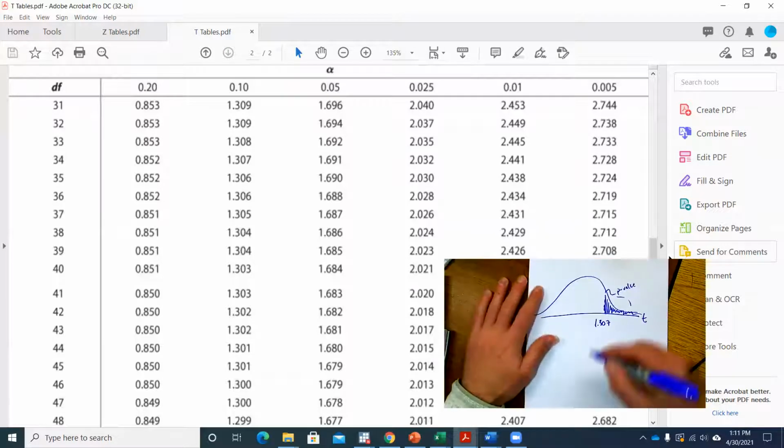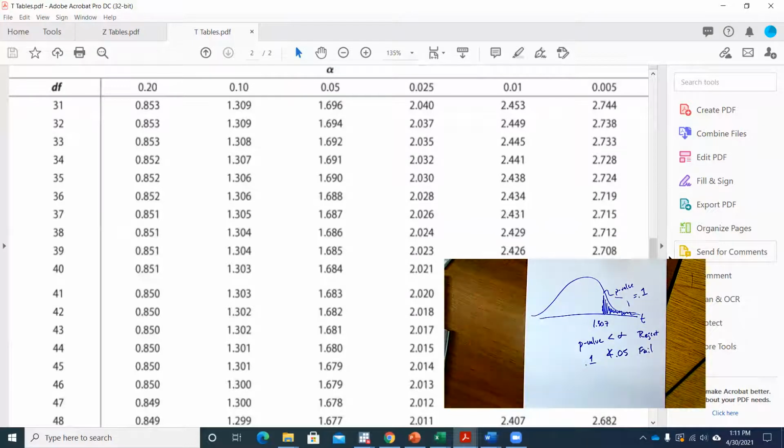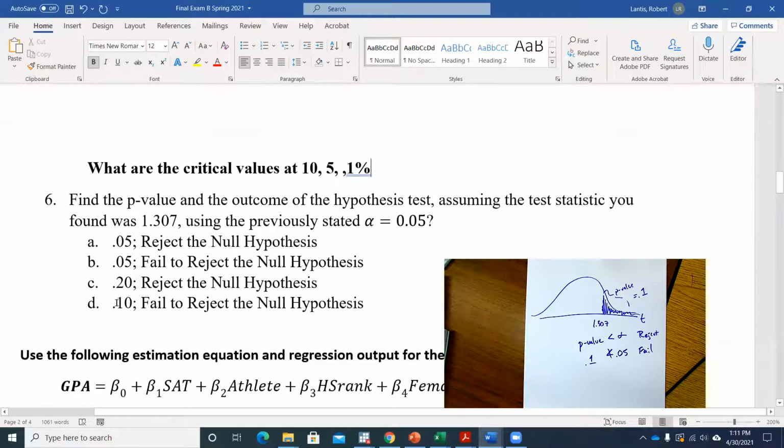And if my p-value is 0.1, is my p-value less than alpha? If it is, I reject. Well, my p-value is 0.1. My alpha was told to me to be 0.05, so I would fail to reject at the 5% significance level there, okay? So 0.1, and I fail to reject.